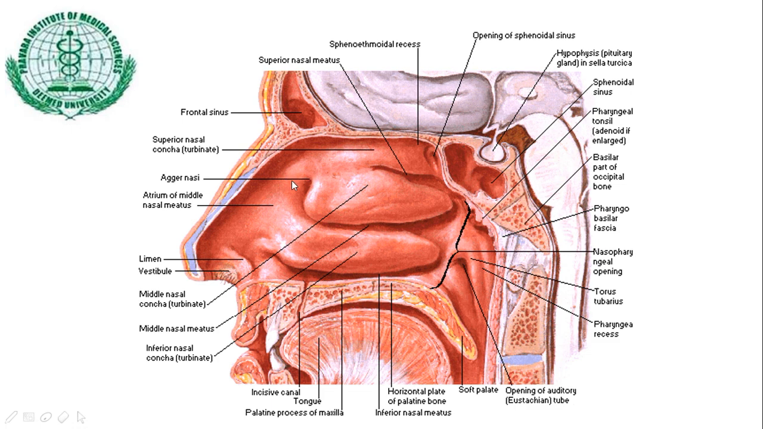Now the curved mucocutaneous junction between the atrium and the vestibule is known as the limen nasi. The posterior part of this lateral wall of the nose presents three scroll-like projections. These are known as the conchae or turbinates.